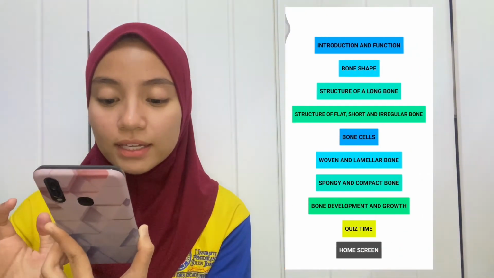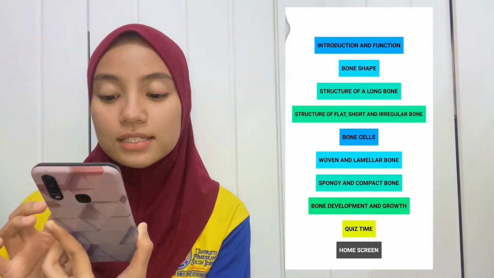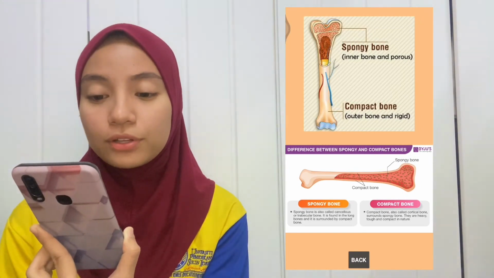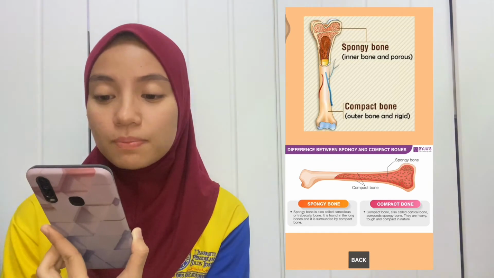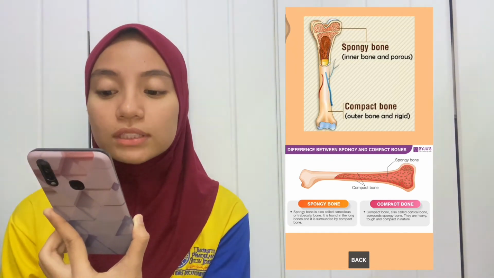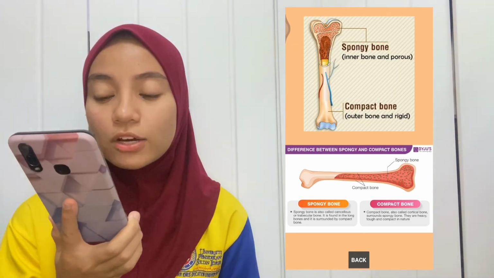Then we go back, and we choose another content, which is spongy and compact bone. So you can see the picture of spongy and compact bone. Spongy: inner bone and porous. Compact bone: outer bone and rigid. The difference between spongy and compact bone.